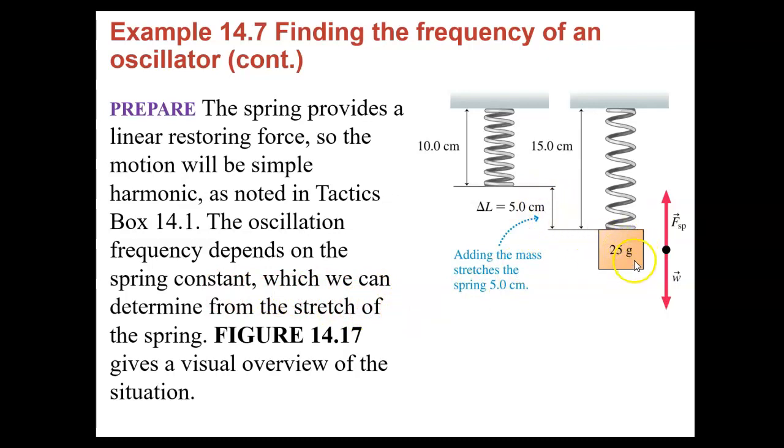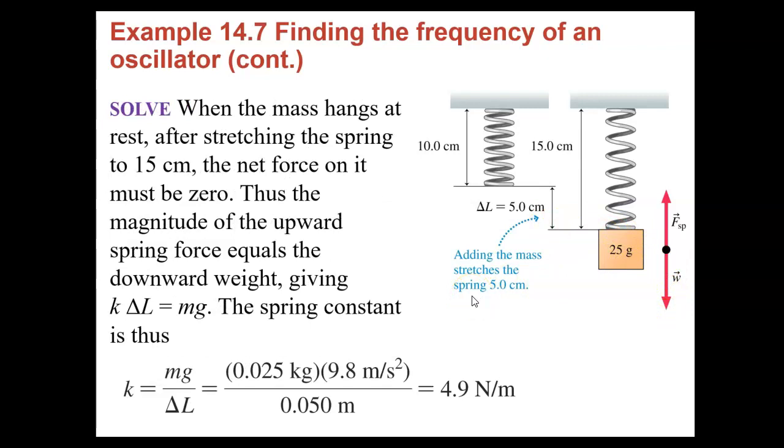We know the mass, so we know the weight, and we can figure out the spring constant. Okay, so we know that the spring constant times the stretch is equal to mass times gravity, because the spring force from Hooke's law has to equal the weight at the equilibrium position. So the spring constant is mass times gravity divided by the stretch.